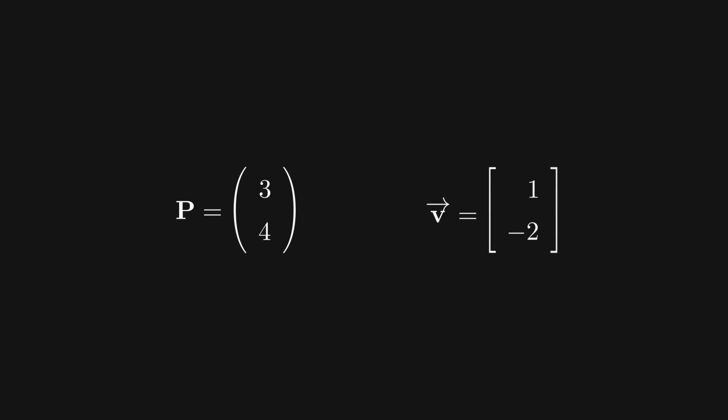Here's an example. Vector v equals [1, -2]. Here, 1 means push 1 unit along the x-axis, and negative 2 means push 2 units backward along the y-axis. Think of it as a tiny visual cue. Parentheses say, where am I? While brackets say, how do I get there?